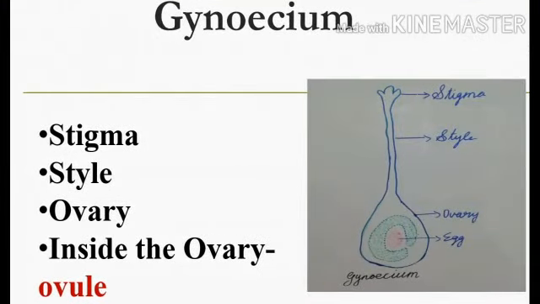Next is the gynoecium. It is the female reproductive part of the flower. It contains the stigma at the top, then a long style and the swollen ovary. And inside the ovary it contains the ovule, and all these together are known as the carpel. Then all the carpels together are called the pistil or gynoecium, which is the female reproductive part of the flower.